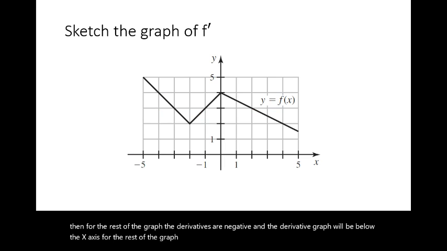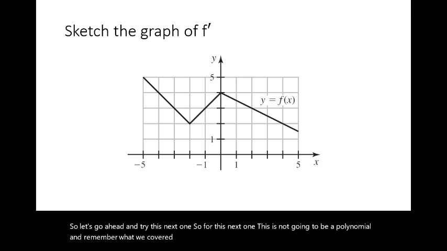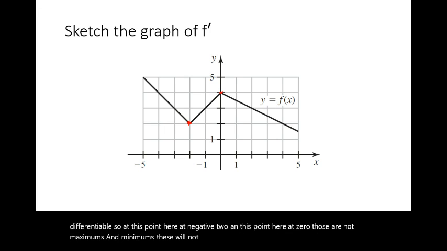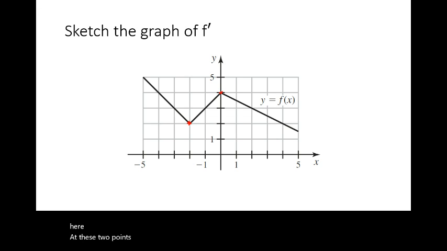So let's go ahead and try this next one. This next one is not going to be a polynomial. And remember what we covered in the last video about differentiability. Sharp points are not differentiable. So at this point here at -2 and this point here at 0, those are maximums and minimums, but they will not have a derivative that equals 0. The derivative's graph will not have an x-intercept here and here. At these 2 points, the derivative does not exist, and the derivative is undefined.